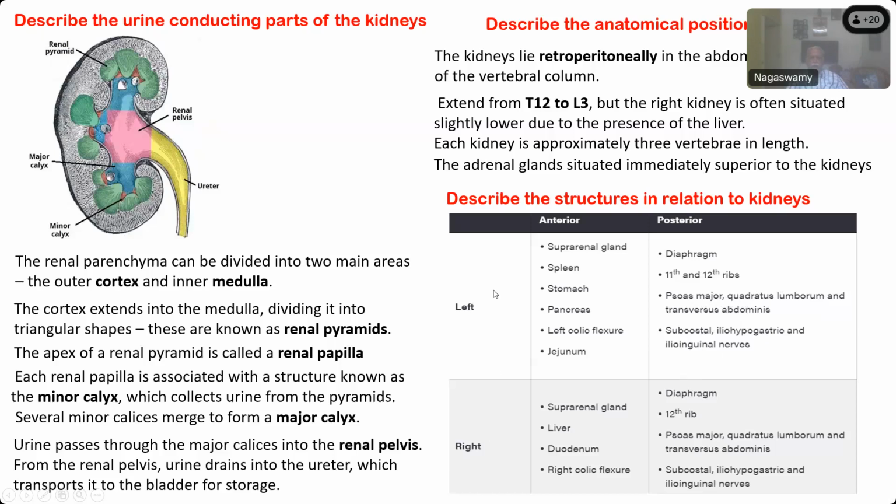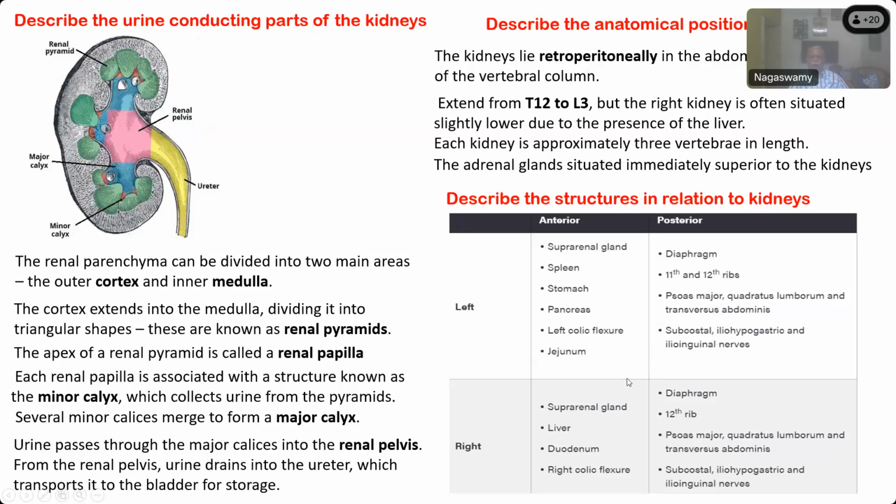If you press on the renal angle, the patient will have severe pain because these nerves are traversing there, and any swelling or inflammation will produce severe pain when you press in the renal angle, which is formed by the 12th rib and the muscles which are adjacent to that.